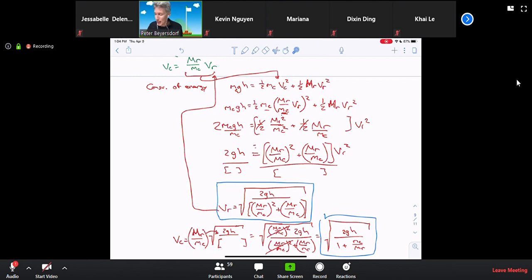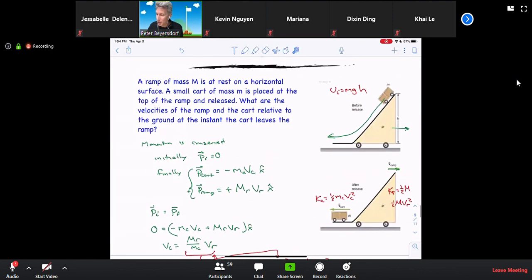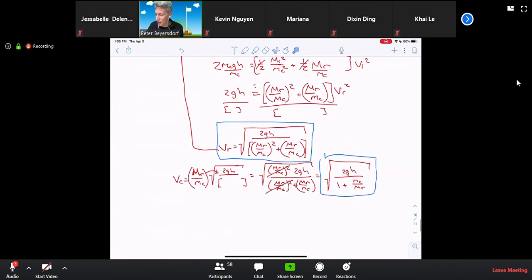And the next thing I want to consider is some case where I know what to expect. So for example, going back to this problem, if this ramp were really, really heavy, so it's made of granite or something like that, and this cart is really light, I would expect the ramp not to move much at all. So let's see what happens when we let the mass of the ramp get really large. When the mass of the ramp gets really large, the denominator in this expression for the velocity of the ramp gets really large, meaning the velocity of the ramp goes to 0, which is what I expect.